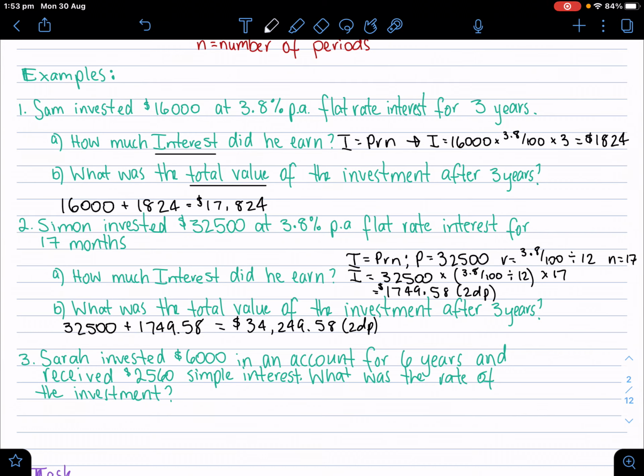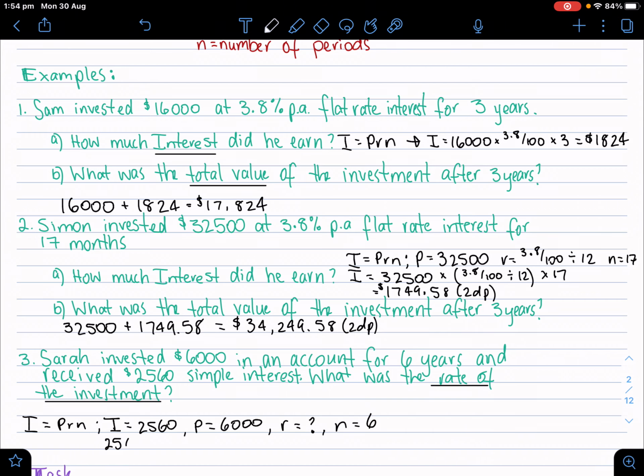The last example that we're going to do is we're going to find the rate of investment here. So everything's given except for one. Now this is where we're going to need equations. So let's have a read of the question. Sarah invested $6,000 into an account for 6 years and received that much simple interest, $2,560. What was the rate of the investment? So in this case, we still use I equals PRN. And we know that in this case, the interest is given, 2560. The principal is given, 6,000. The rate is not given. We don't know the rate. And the number of periods is 6. So I chuck that into the formula, what I know.